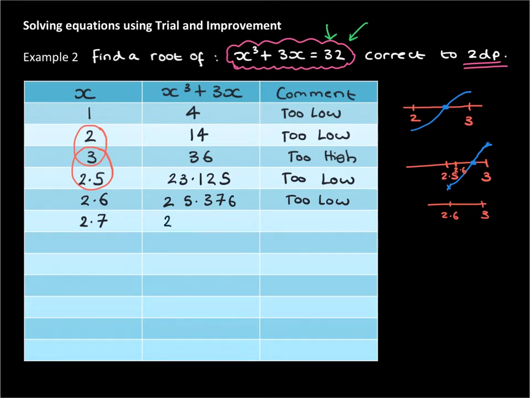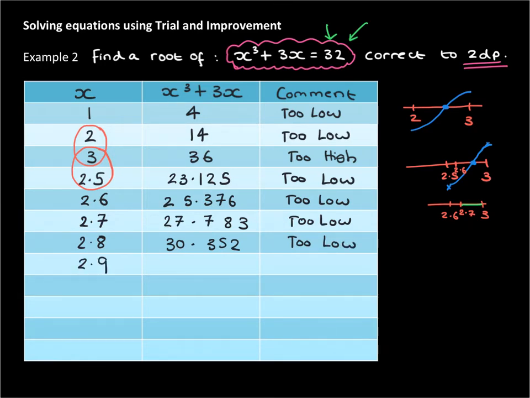So that gives me 27.783, which is too low. So we're now looking at the gap between 2.7 and 3, getting smaller. So 2.8 is the next option, and that gives me a value of 30.352, again, too low. So we have to go for 2.9.